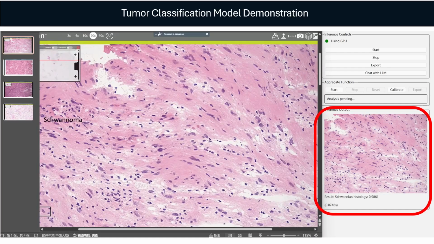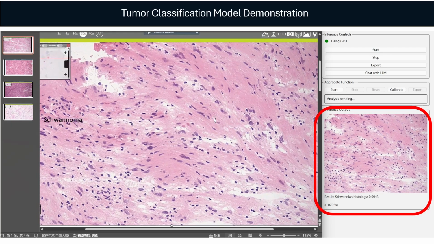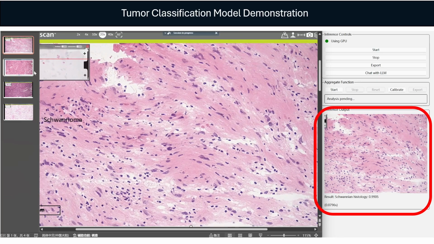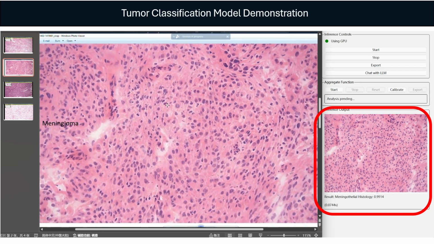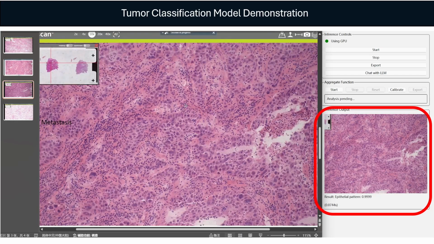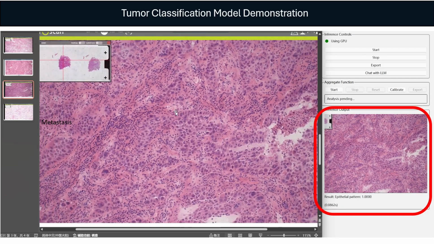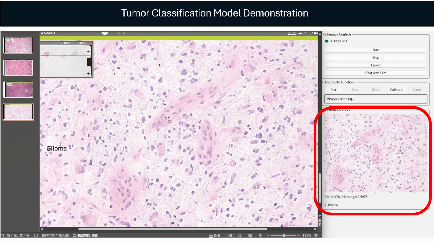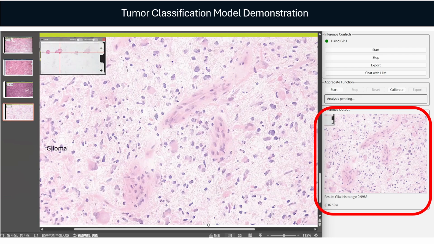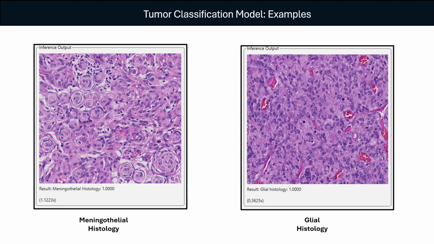So here is a quick demonstration of the tumor classification model. We will go through the four common CNS tumor types, and I want you to pay attention to OnSight's red rectangle window on the right-hand side. And as you can see, for example, here is an epithelial tumor, and it was getting labeled as an epithelial tumor. Here is a glioma, and OnSight is labeling it as glial histology in real time with a very high confidence score.